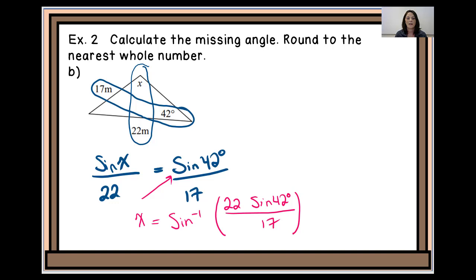Okay, let's go ahead and plug this into the calculator. So x is equal to, on your calculator, 22 times sine 42 divided by 17, and then shift sine. So x is equal to 60 degrees. Okay, one more example to go through.